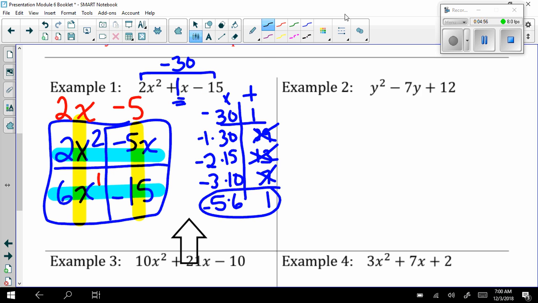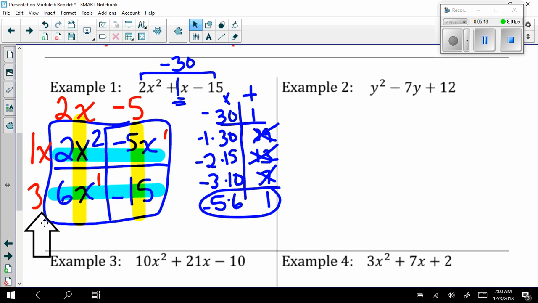So 2 and negative 5 have nothing in common, so 1. x squared and x, take the smallest exponent, which is 1. 6 and 15 have 3 in common. They don't have x in common. And because that's positive, that's going to be positive.